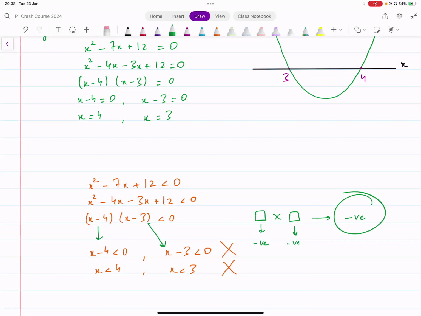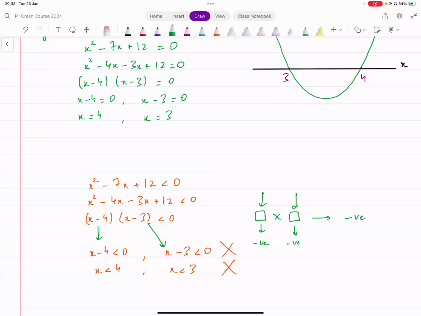Okay. So for the product to be negative, one of these factors has to be positive and the other has to be negative. Any one of them could be positive and the other then would have to be negative. So if one is positive and the other is negative, then the result could be negative. So we can't do it the same way we used to solve equations. It's not going to work here.